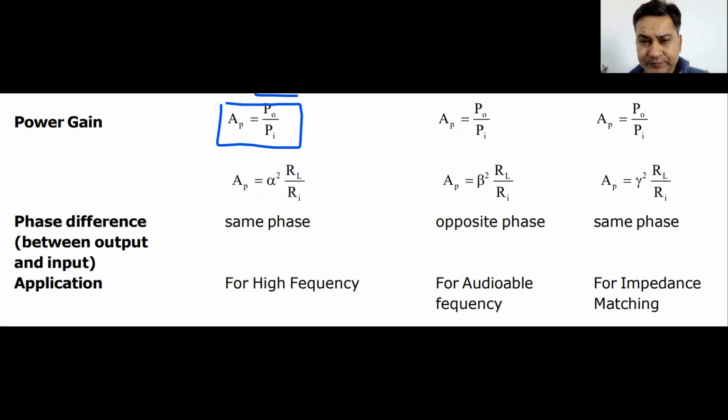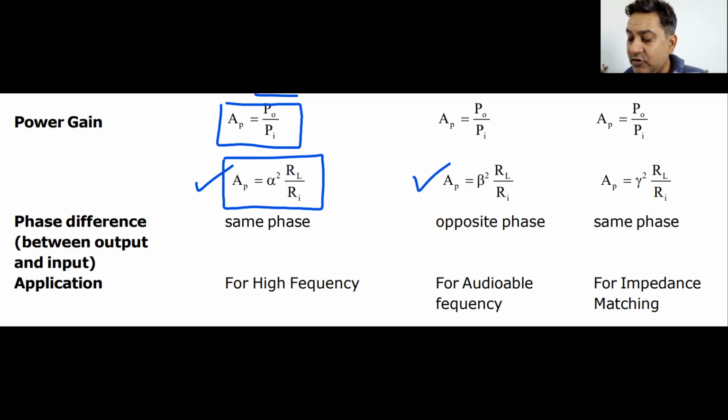Everyone understands this? I square R is output, I square R is the input. I is IC in some cases, IE in some cases, IB in some cases. Whatever happens, this will be the formula that we'll get. In common base, it will be alpha square RL by RI. In common emitter, beta square RL by RI. In common collector, gamma square RL by RI.